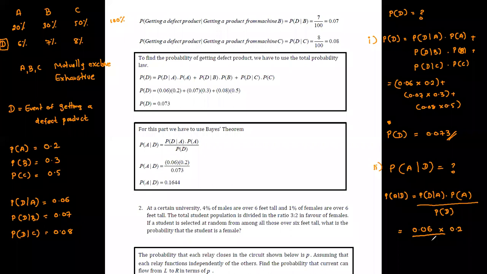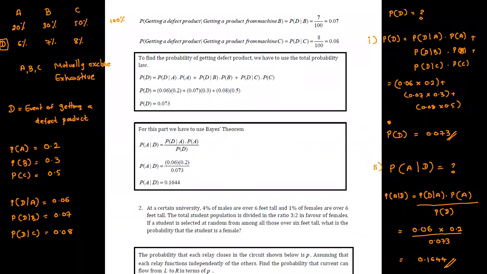Then divide this by 0.073. This calculation gives the value 0.1644. If it is given that the product is a defect one, the probability of getting that product from machine A is 0.1644. Therefore, this is how we use the total probability law and the Bayes theorem in practical approaches.